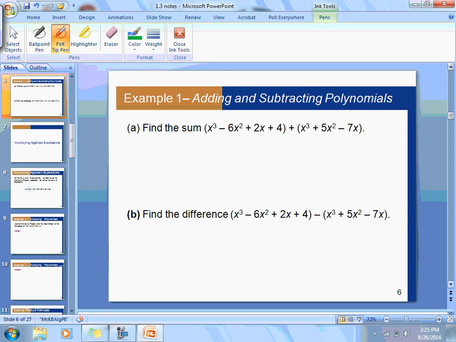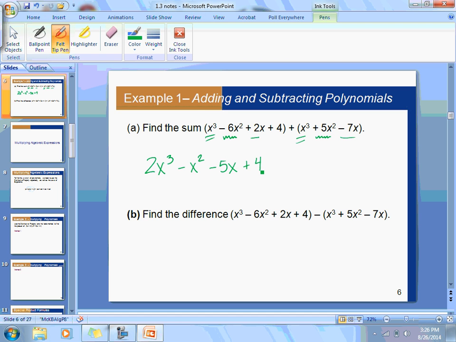So in example 1 here, they just want us to add and subtract these polynomials. So for part A, adding is pretty much just combining like terms. I have an x to the 3rd and an x to the 3rd. So I have 2x to the 3rd. And then I have a negative 6x squared and a 5x squared. So negative 6 plus 5 is going to be negative 1x squared, or negative x squared. Then I'm going to have a 2x and a negative 7x. So that's going to be a minus 5x. And then the little plus 4, he's just my constant.